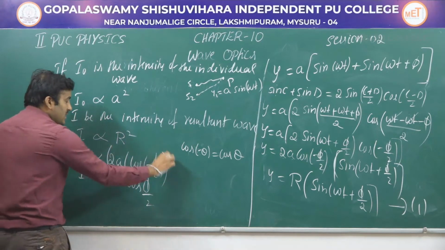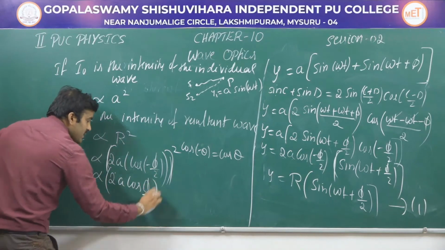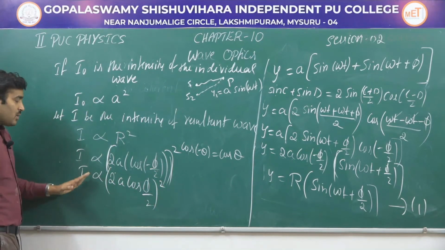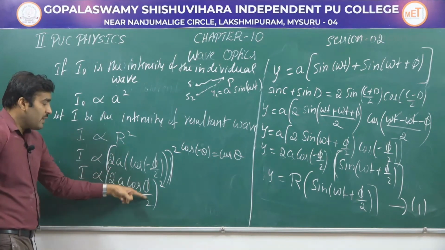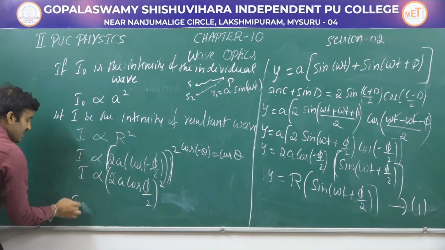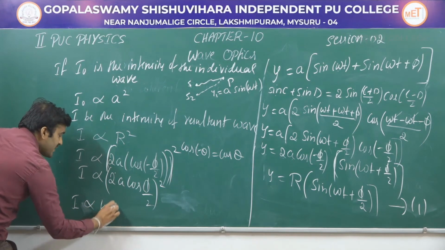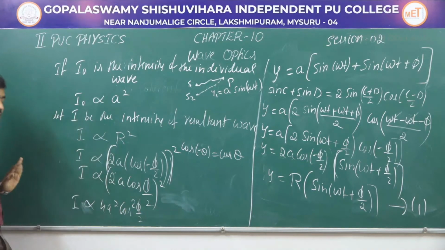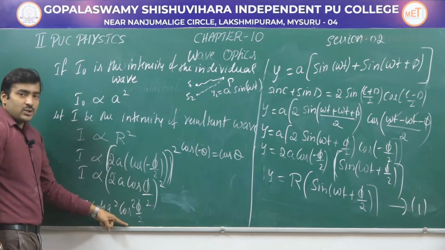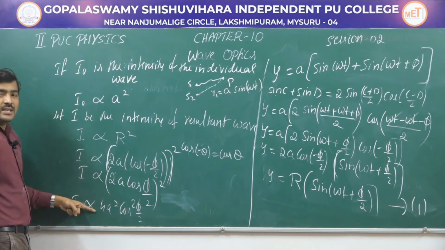Okay? So actually this is square, so let us write a square here. This is whole square, correct? So we got intensity is proportional to 2a cos phi by 2 the whole square. Now this is written as I is proportional to 4a square into cos square phi by 2, correct? 4a square into cos square phi by 2. The proportional constant for this one and this one is same.